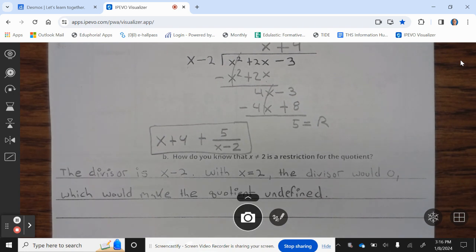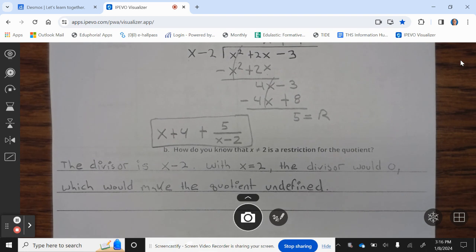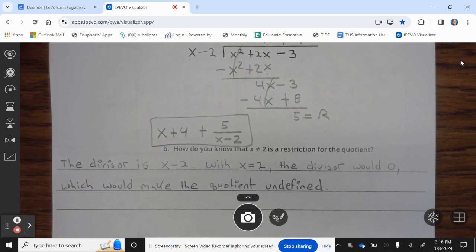B. How do you know that x does not equal 2 is a restriction for the quotient? The divisor is x minus 2. With x equals 2, the divisor would be 0, which would make the quotient undefined. Okay, let's take a look at the next page.